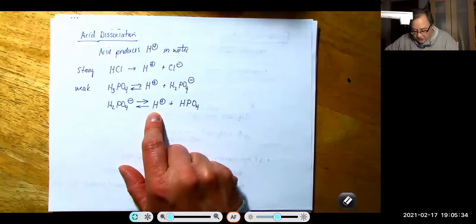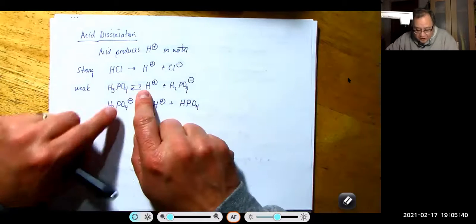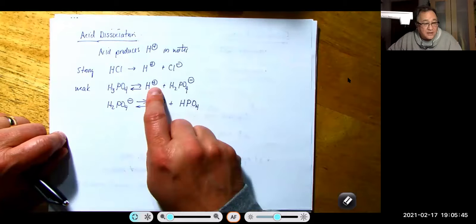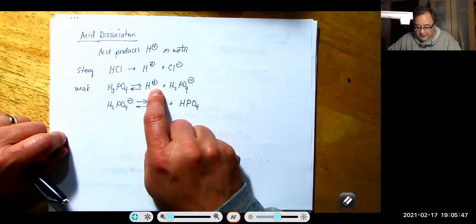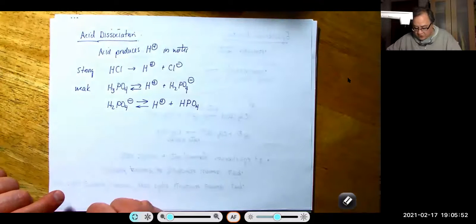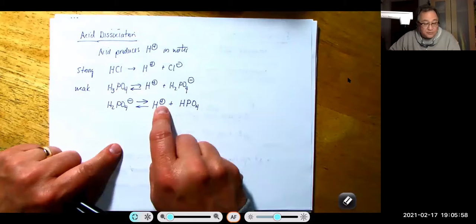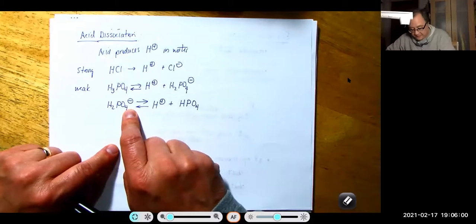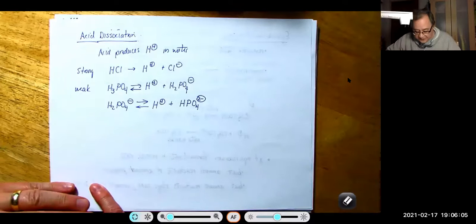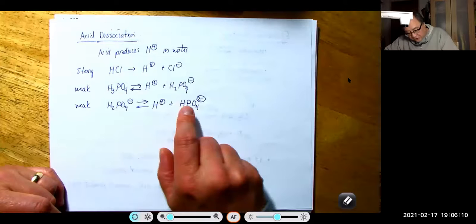And in addition, the charges have to add up. So above, H3PO4 has no charge. H plus has a +1. H2PO4 has a -1. +1 and -1 is 0. So what does the charge on this have to be so that this charge plus +1 is equal to -1? -2. This is a weak acid also. This is also a weak acid.